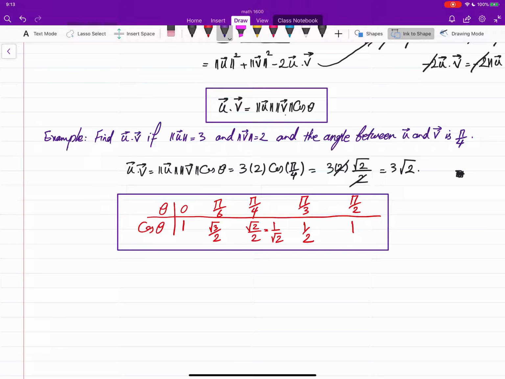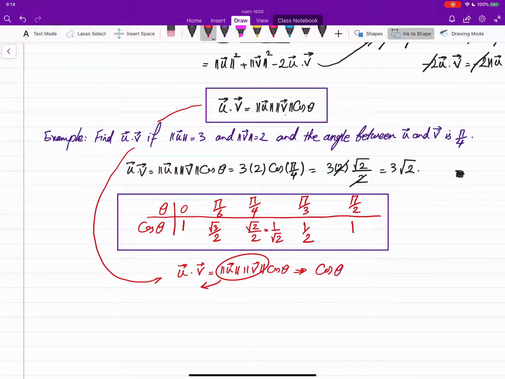Okay, so that's the first thing. Then, one very good use of this formula is that, in general, this is u dot v equals length of u, length of v, cosine of theta, and then we divide these two to the other side. So we can get cosine of theta equals u dot v over length of u and length of v. And this is a formula that we can use in general.